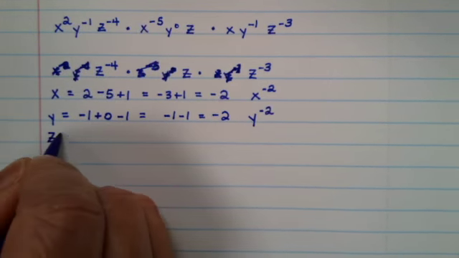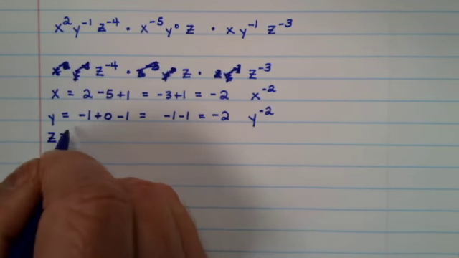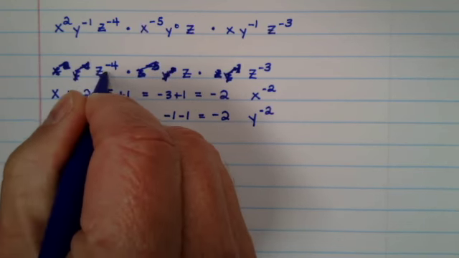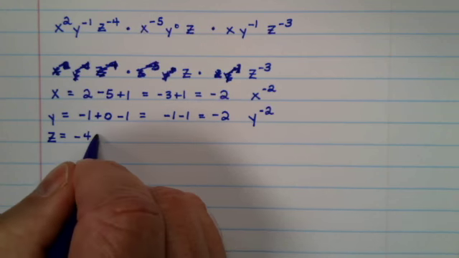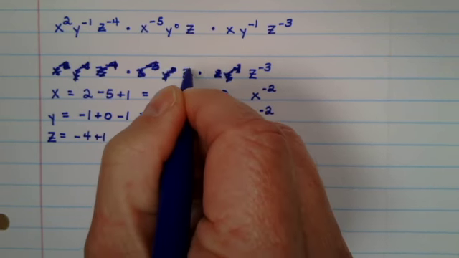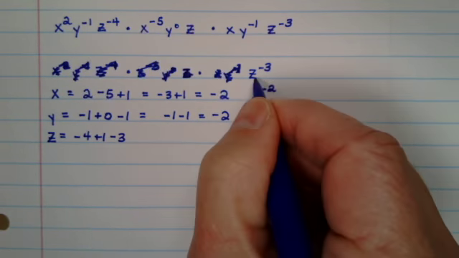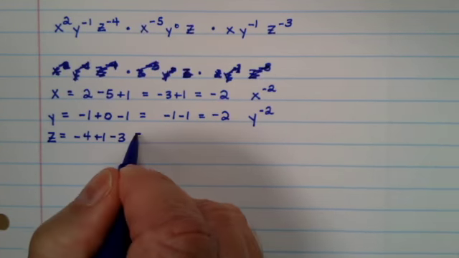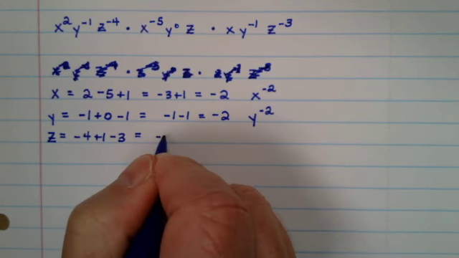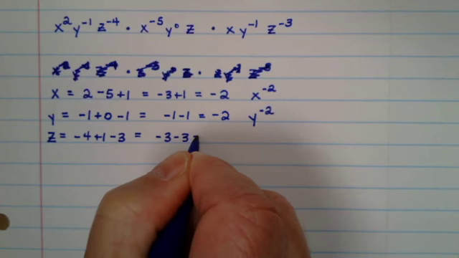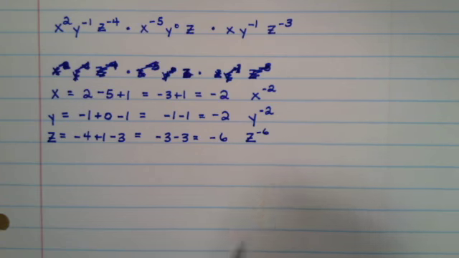Now I need to find the exponent on this z. The exponent right here is negative 4. Mark through that one. The exponent right here, I can't see it, so it has an exponent of 1. The exponent on this z is negative 3. Start adding these together. Negative 4 plus 1 is negative 3, and negative 3 minus 3 is negative 6. The exponent on this z should be negative 6.